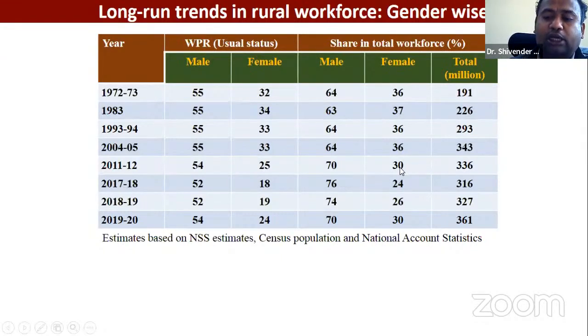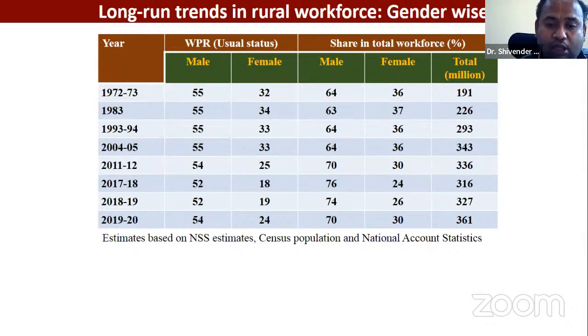It means that these are the signs of defeminization in agriculture. Even after 11-12, if you see the trend using the NSS PLFS survey, by the time 2017-18, female workforce further declined from 25% to 18%. And that's why its share in total workforce declined to 24%. So you can see that we have the empirical evidence at the macro level, which shows that we are seeing a defeminizing trend in agriculture.